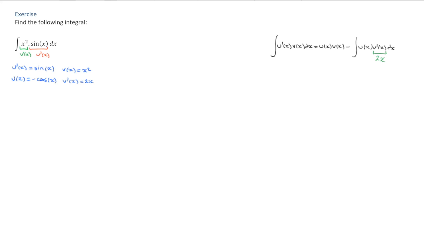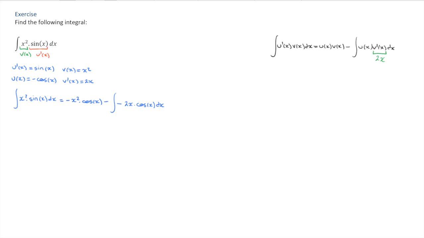So using integration by parts, we can write that this integral, x squared times sine of x, is equal to u of x times v of x, so that would be negative cosine of x times x squared, which is the same as negative x squared times cosine of x, minus the integral of u of x times v dash of x. So that's negative cosine of x times 2x, which is negative 2x times cosine of x.